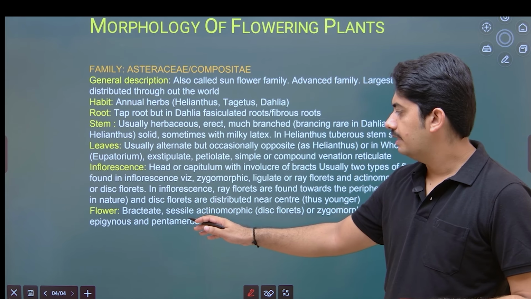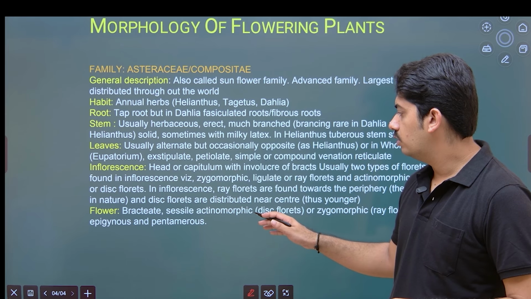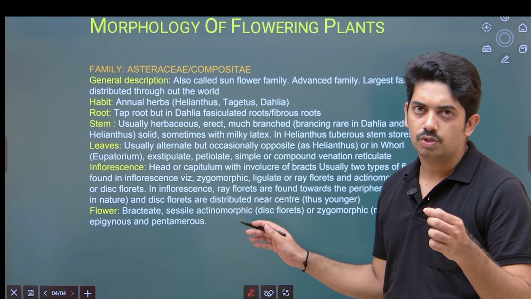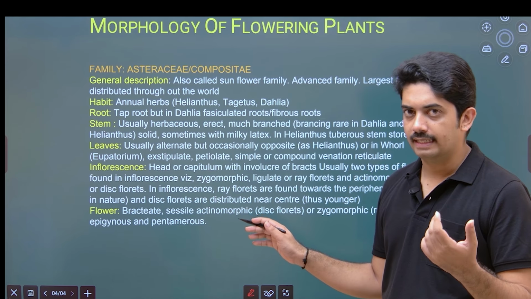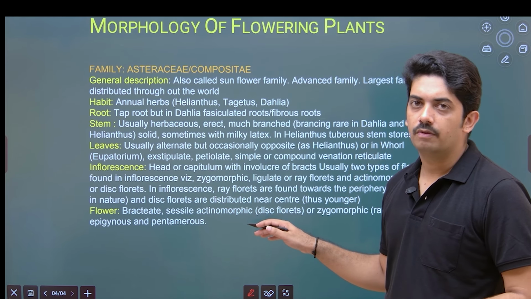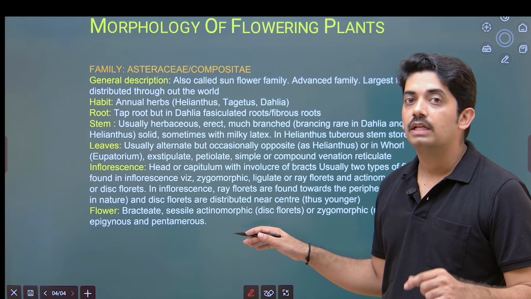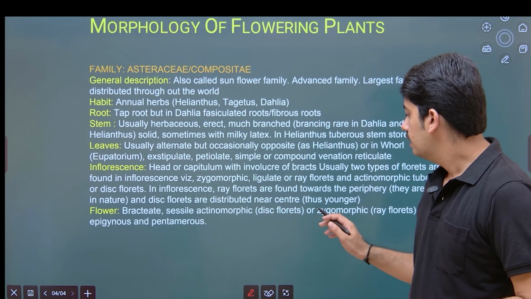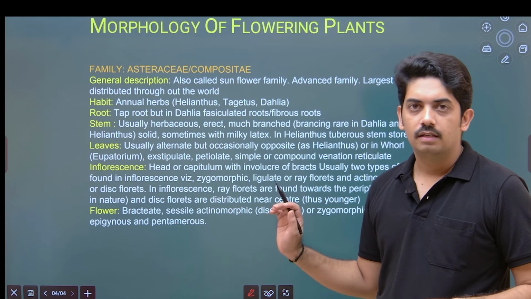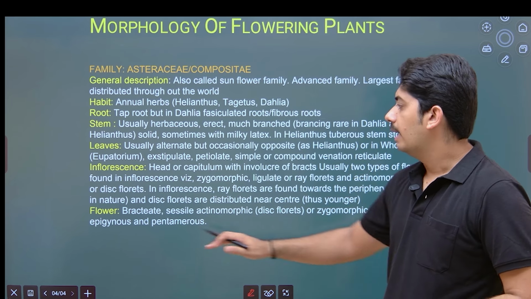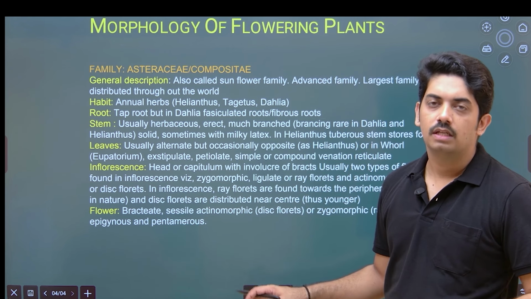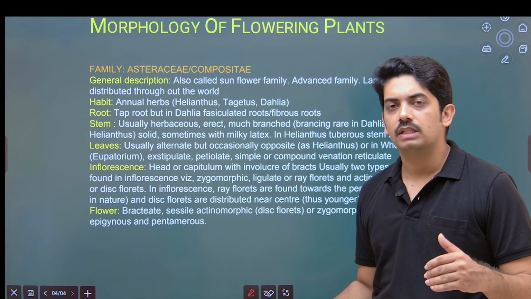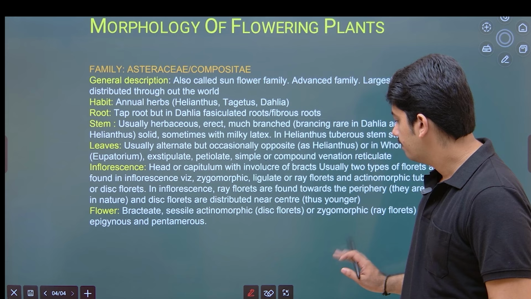Bracteate, bracts are present. Sessile, actinomorphic flowers. That means there is no stalk for the flower. Stalk of the flower is called pedicel and that is absent here. Then actinomorphic, which flowers? Disc florets. Zygomorphic are ray florets. Epigynous, that means inferior ovary, and pentamerous. So the floral whorls are in multiples of 5.